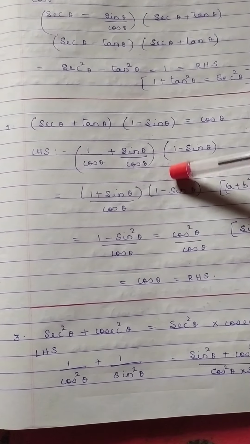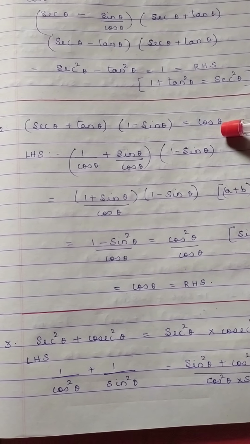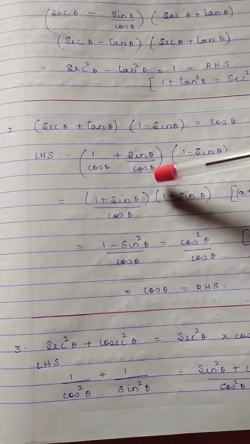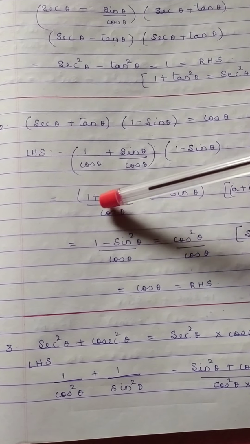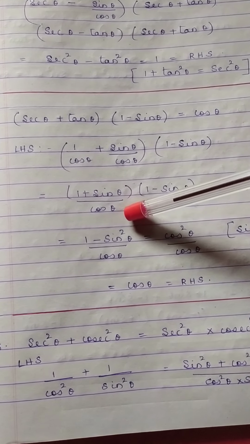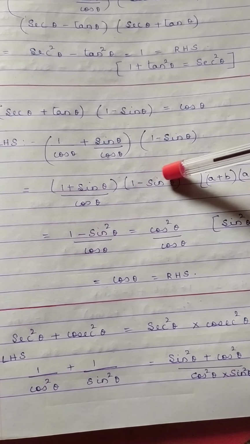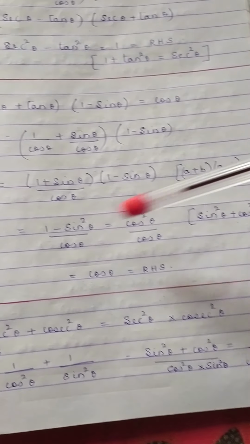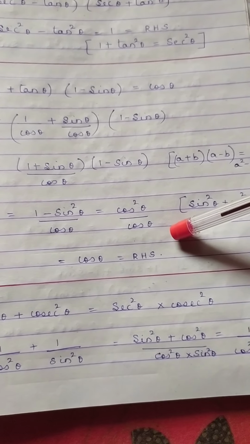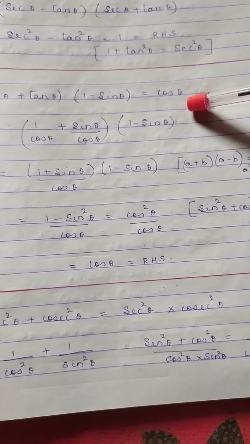Question number 2: secant theta plus tan theta into 1 minus sin theta equal to cos theta. Write secant theta as 1 by cos theta, tan theta is sin theta by cos theta. Since the denominator is cos theta, I write the numerator as 1 plus sin theta upon cos theta into 1 minus sin theta. (a plus b) into (a minus b) is a square minus b square, and therefore 1 minus sin square theta is cos square theta upon cos theta, which gets cancelled, and I get my answer cos theta, which is the RHS.